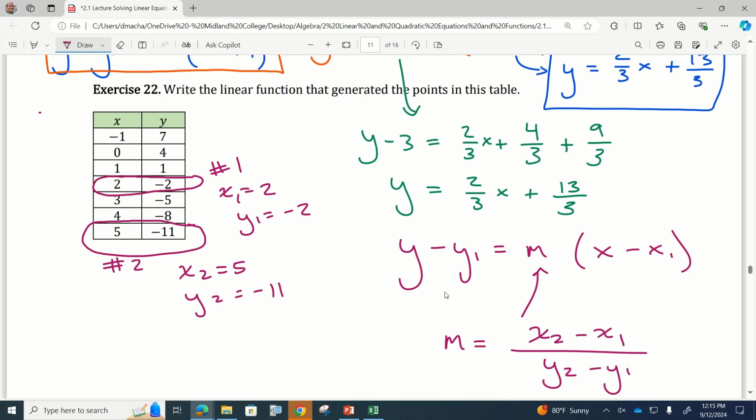Then you know what your slope is to plug into this point slope formula. You know what the y1 and x1 are, right? And then again, you might have to simplify to get your answer.